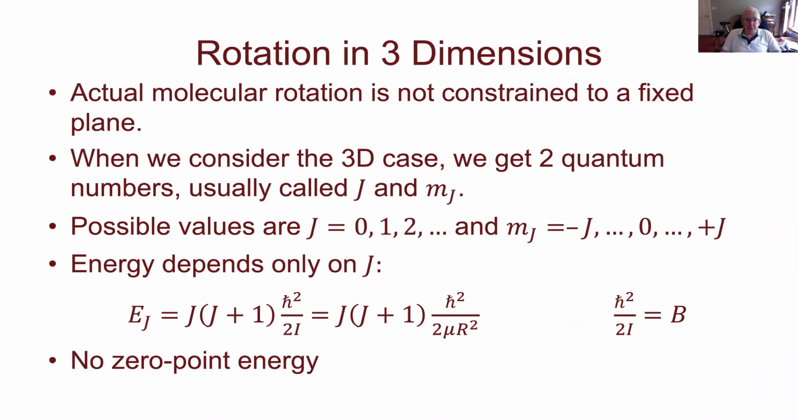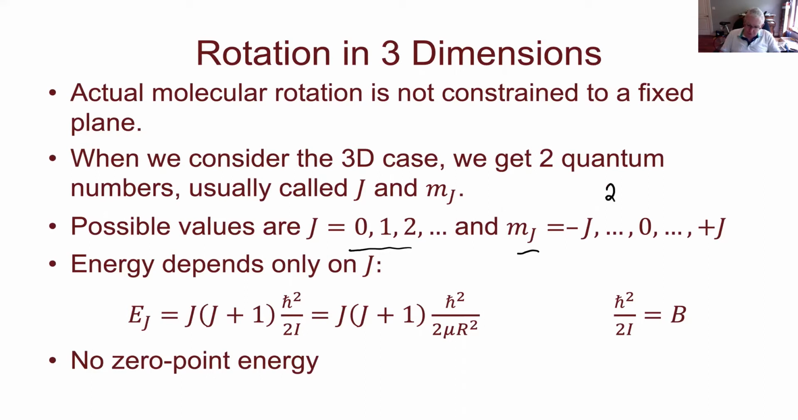The allowed values of J are 0, 1, 2, and so on. So whole numbers starting from 0. The allowed values for M sub J have something that we haven't encountered before in our tour of quantum numbers. The values that are allowed for M sub J depend on J. So M sub J goes from minus J up through plus J with 0 in the middle.